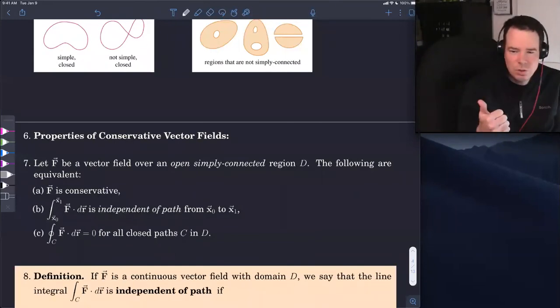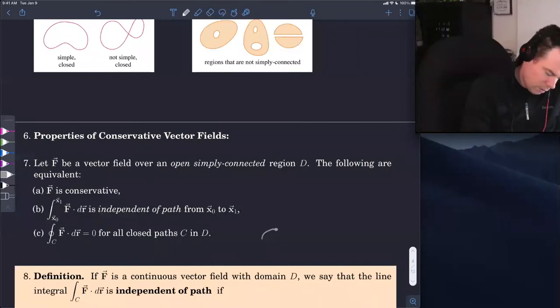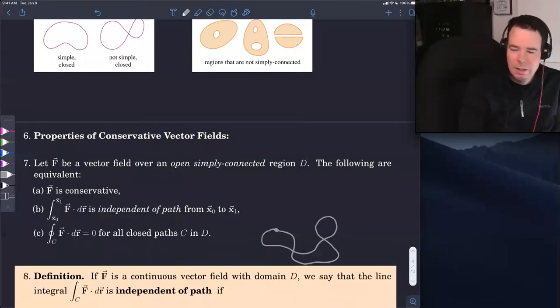If f is conservative, then it doesn't matter which path we take between the endpoints. The integrals will always be the same. So that is, the integral is independent of path. But it turns out that the converse is also true. If the integral is independent of path, then it means it's conservative. And lastly, if we integrate over a closed path, which just means you start at some point, you go around a path, and you come back to where you started from, so starting and ending points are the same, if the integral around any closed path is 0, then f is conservative.